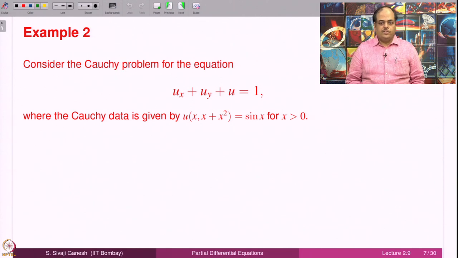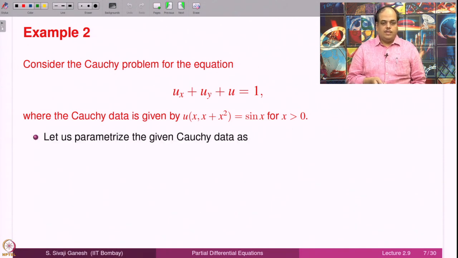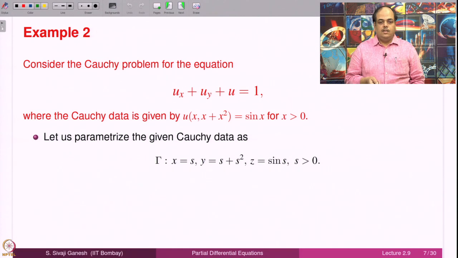This is also a linear equation, u_x plus u_y plus u equal to 1. And the Cauchy data is of this nature. It is prescribed on some curve, u(x, x plus x square) equal to sin x. So, as before, you need to parameterize the Cauchy data. So, x equal to s, y equal to s plus s square, and z equal to sin s, for s positive. Done. And we need to write the characteristic system of ODE.